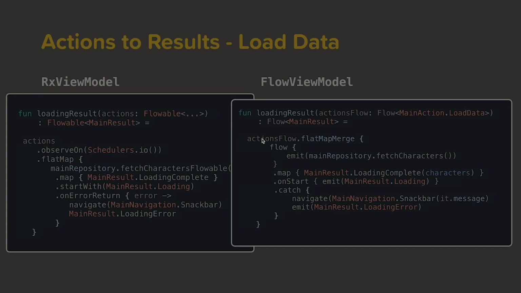Instead of this actions we have actions flow. Instead of flat map we have flat map merge. With Rx, our repository was returning a flowable, but now our repository is returning the result itself, so we convert it to use flow. We can use map, which remains the same. Start with becomes on start, on error return becomes catch, and it is more or less a similar kind of stream.